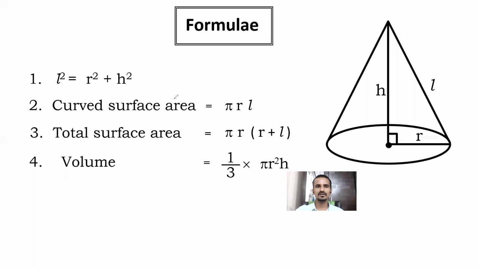The next formula is curved surface area, that is pi r L. Third formula is total surface area, pi r, r plus L. And volume, 1 upon 3 pi r square H. We'll be using these formulae whenever we have a question based on cone, a right circular cone. So let's take few questions now.